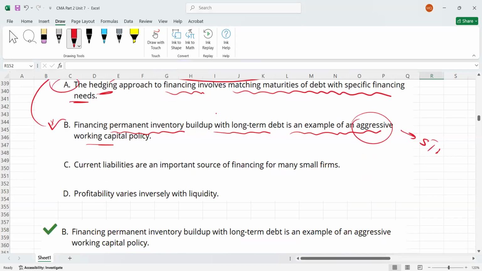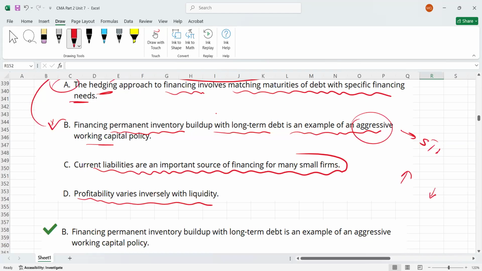Then current liabilities are an important source of financing for many small businesses. Yes, if you buy goods on credit or trade payables, definitely it's a major source for many businesses. Then profitability varies inversely with liquidity. Yes, if you keep high liquidity, your profitability will be lower because you are not investing. If you keep less liquidity, your profitability will increase because you will invest. So B is the answer of the question. I hope it is clear.